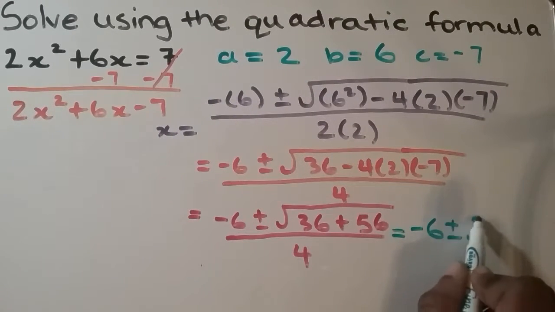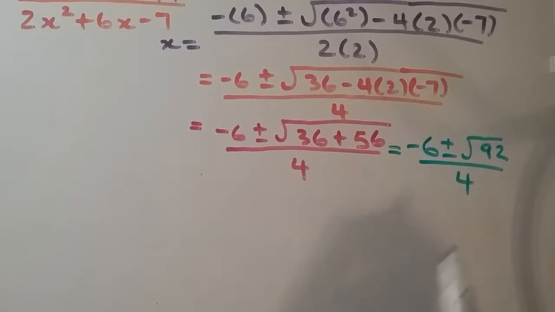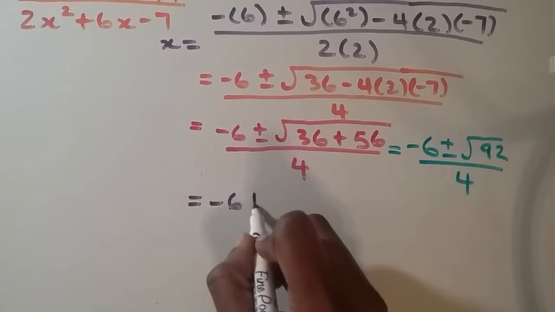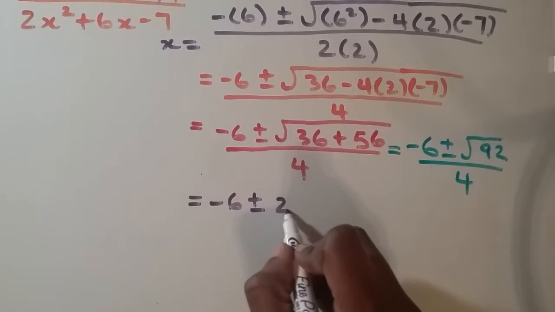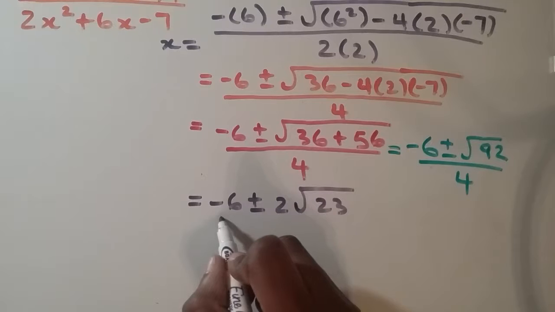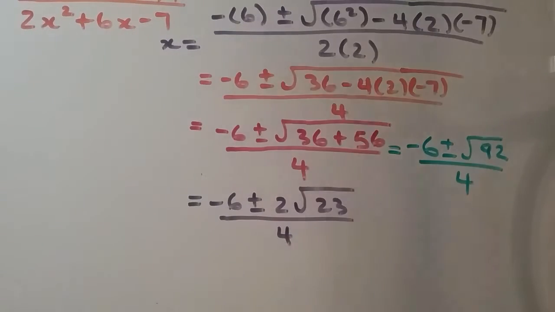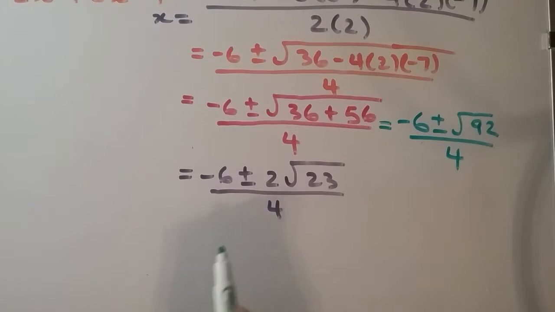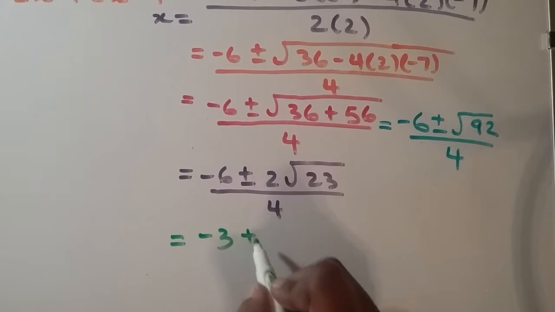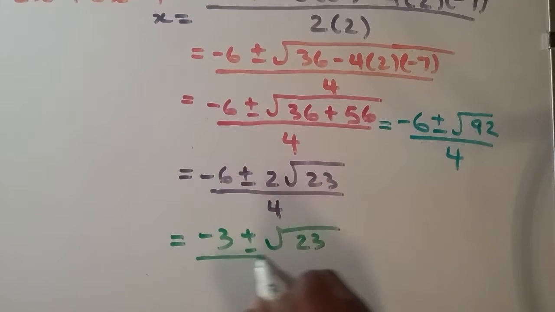To find the square root of 92, we have to find the highest perfect square that goes into it, because we know 92 is not a perfect square. The highest square that goes into 92 is 4, and 4 times 23 is equal to 92. Since the square root of 4 is 2, we take 2 outside and leave 23 underneath the square root sign. Then we divide the whole thing by 4, and for our final answer we get negative 3 plus or minus the square root of 23 divided by 2.